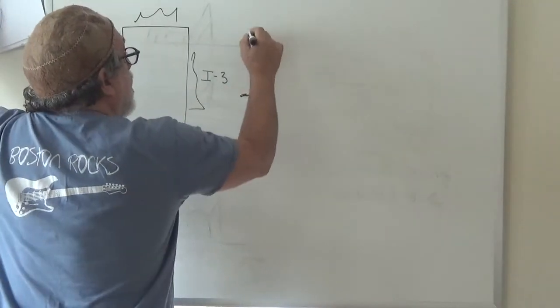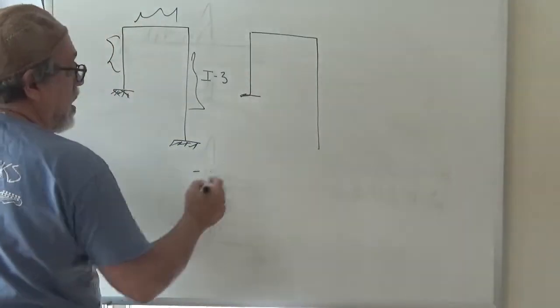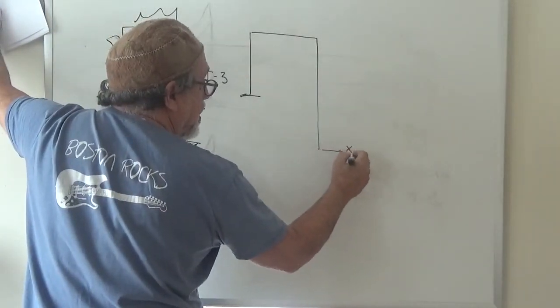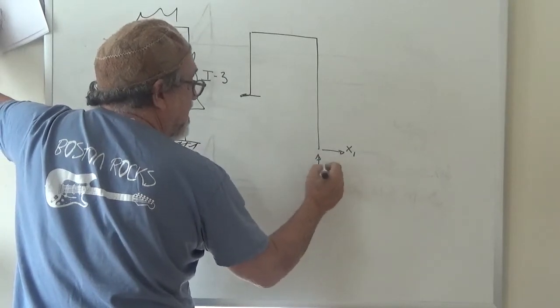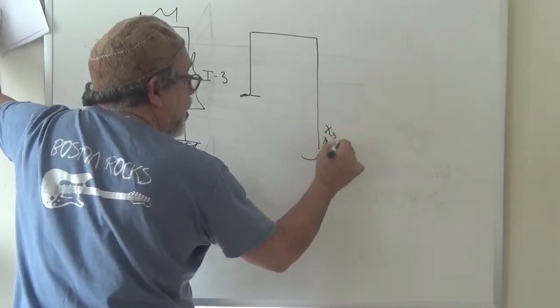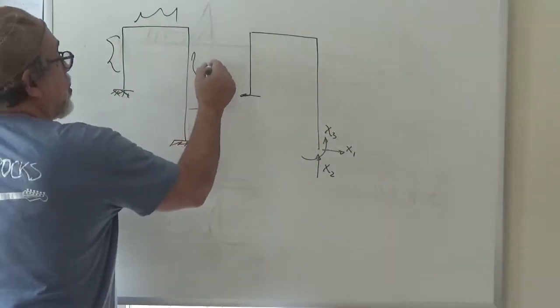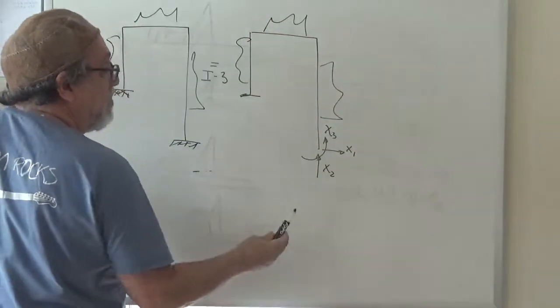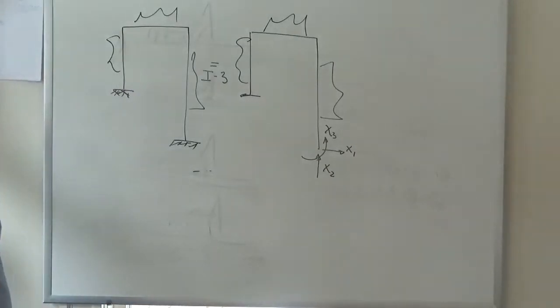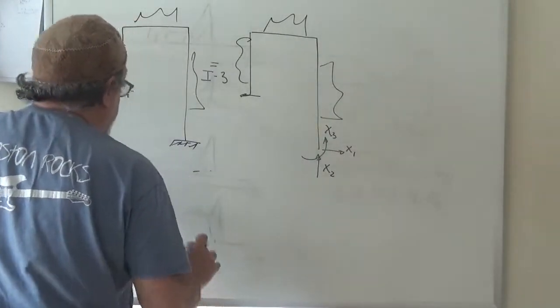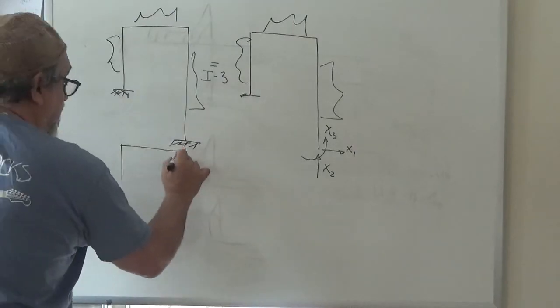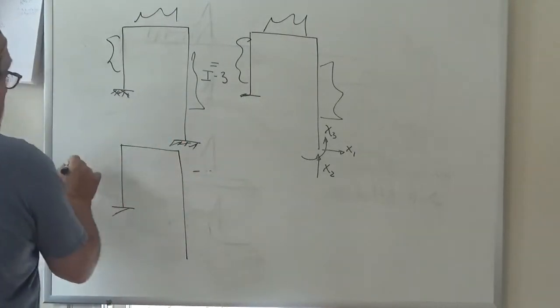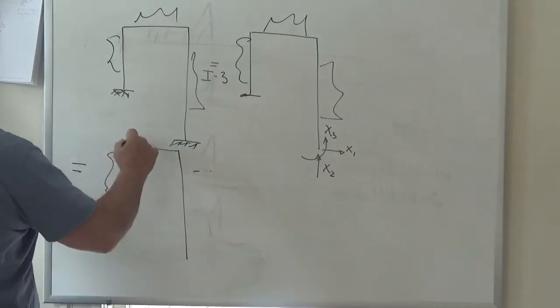One that is kind of obvious, most people probably would use, is to say, okay, this reaction is my first redundant, this reaction is my second redundant, this moment is my third redundant. Because this structure is exactly equal to this one, given correct values of x1, x2, and x3. How would we compute the correct values of x1, x2, and x3? Well, if x1, x2, and x3 did not exist, if they were 0, then this is the structure with the loads, right?